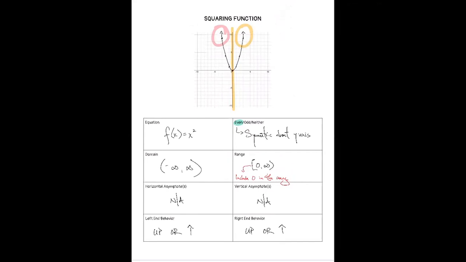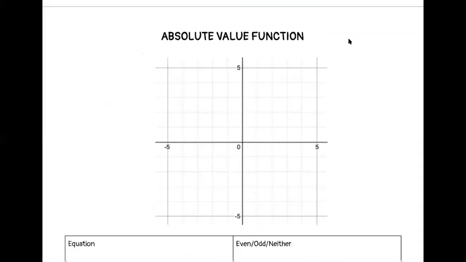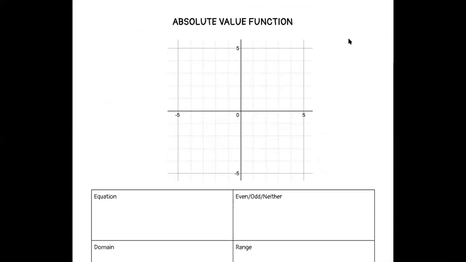All right, let's take a look at the next parent function. Absolute value. All right, what's the symbol for absolute value again? Yeah, it's those bars. So if I write bar x bar like that, that means absolute value. Okay, so someone give me some points that are on this particular function.